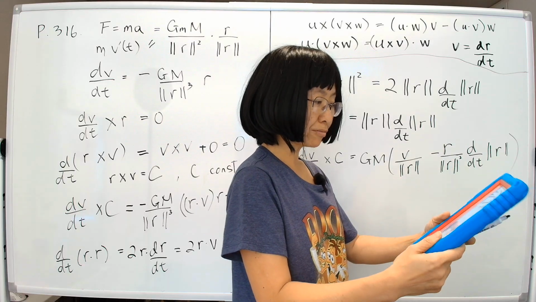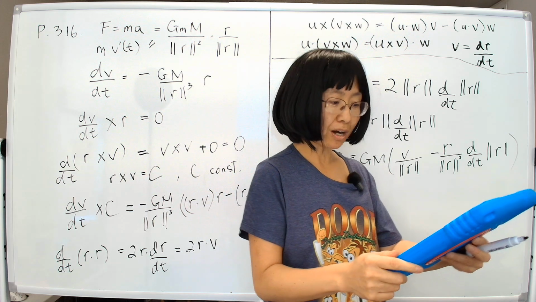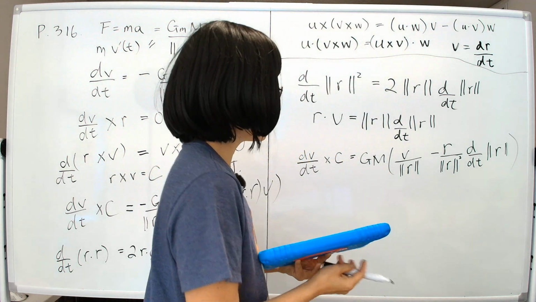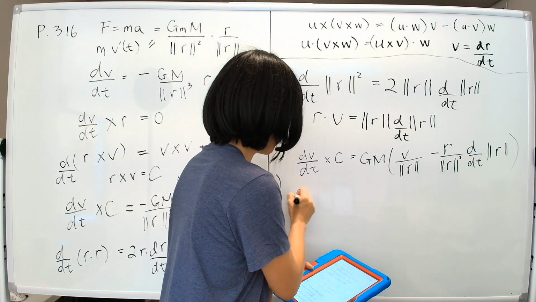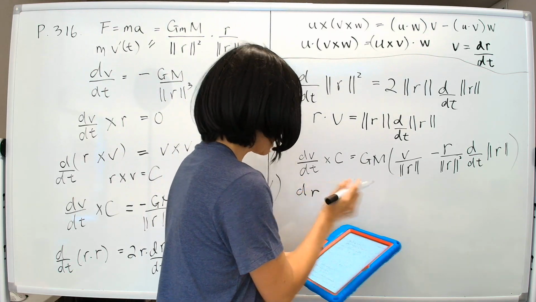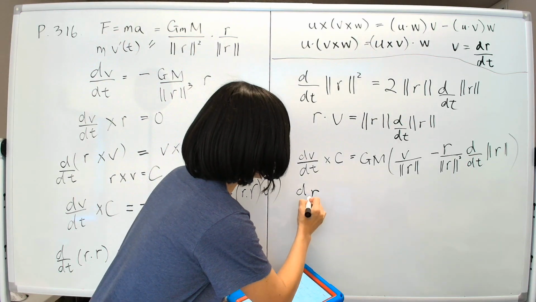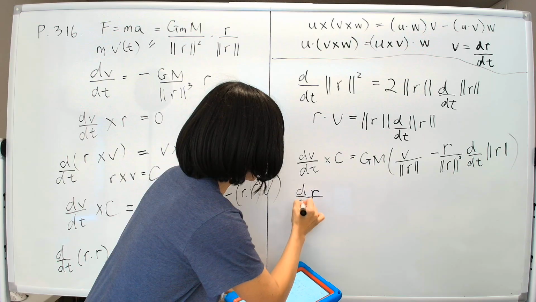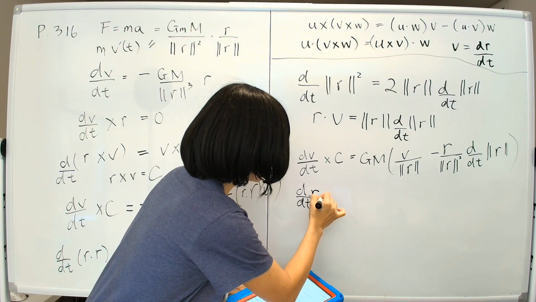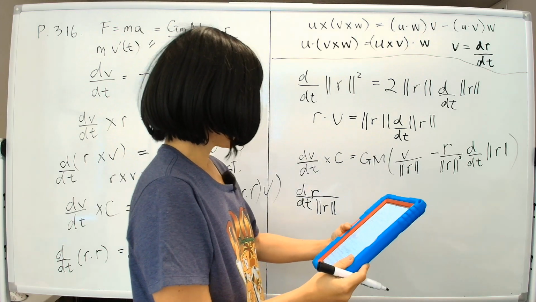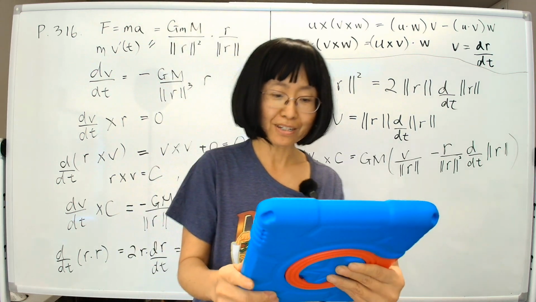Actually, no, we're going to do something else now. We're going to take the derivative of r over magnitude of r. Why? The reason will be shown in a second. I'll write it down to show you: the derivative d by dt of r over the magnitude of r. Anyway, let's take the derivative and figure out why later.